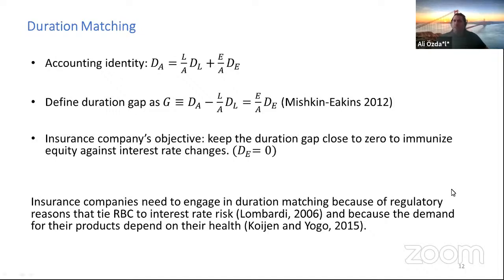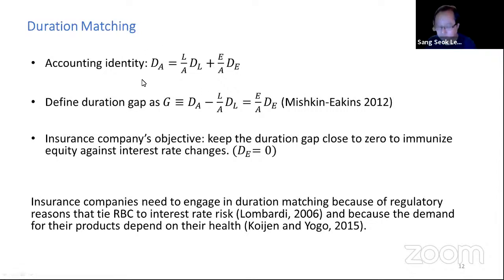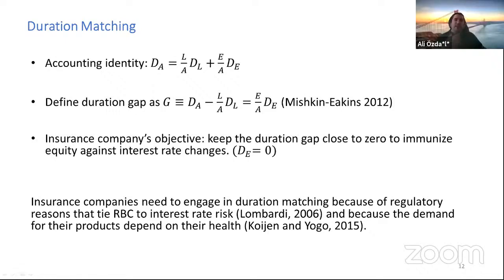So basically, duration matching starts with this accounting identity. The duration of assets can be written as leverage times the duration of liabilities plus the share of equity times the duration of equity. So this is an accounting identity between the duration of assets, leverage, the duration of liabilities, and the duration of equity. And the textbook definition of the duration gap is the duration of assets minus leverage times the duration of liabilities. As you see from the accounting identity, this definition of the duration gap is very closely related to the duration of equity.